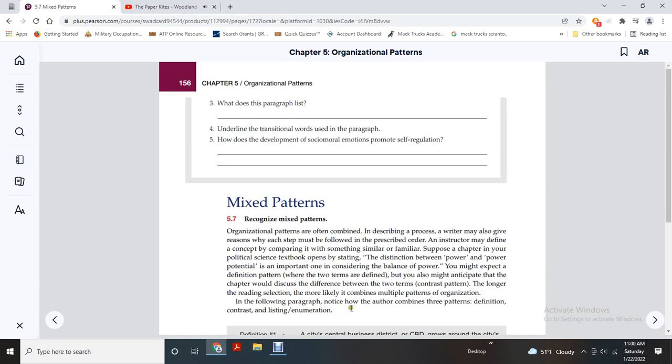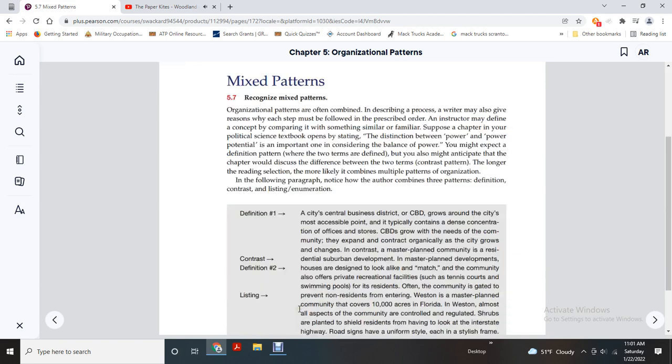Organization. The following paragraph, notice how the author combines three patterns: definition, contrast, listing, and enumeration. Alright, the top paragraph. Notice that the author may combine three patterns: definition, contrast, listing, and enumeration.